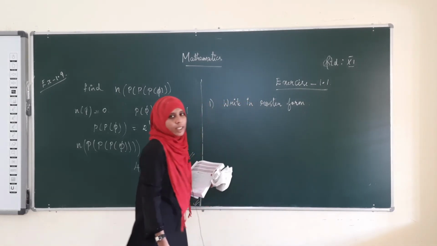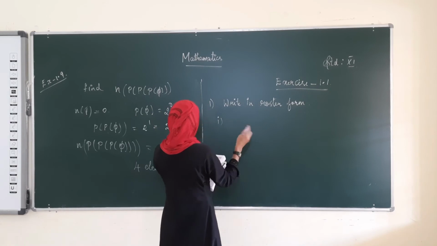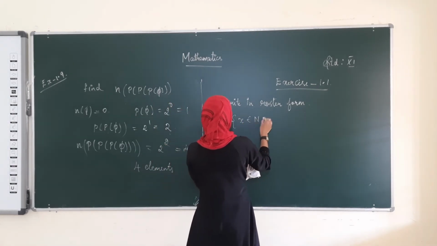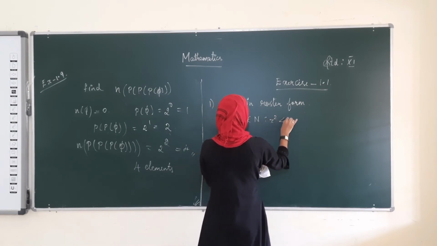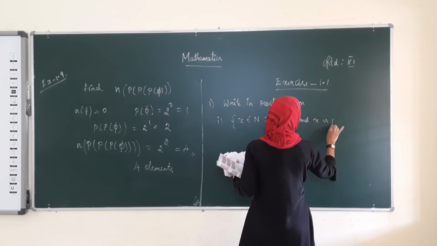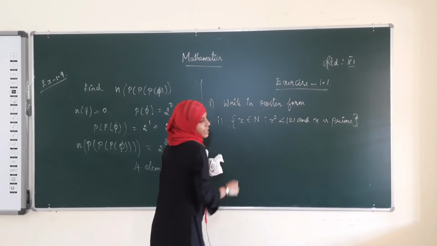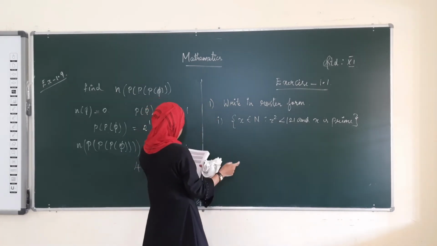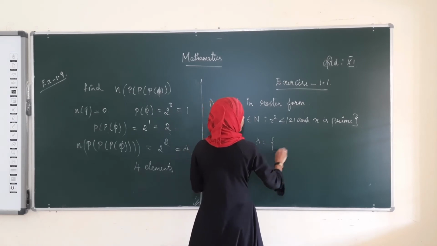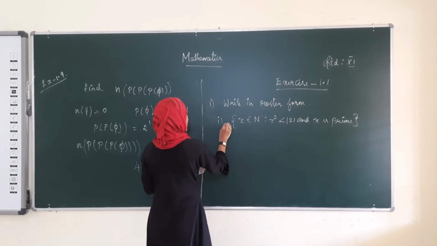Actually, they have given a set in the set builder form. It is called the set builder form. See here, first one: x belongs to N such that x square should be less than 121 and x should be prime. Okay, this is the condition. This is called the set builder form, and we have to write it in the roster form. Let us take this as A.